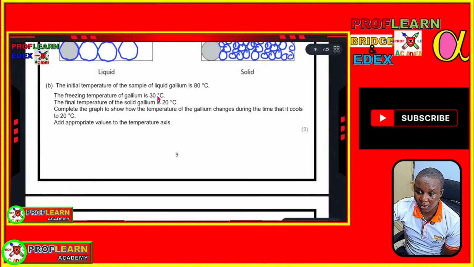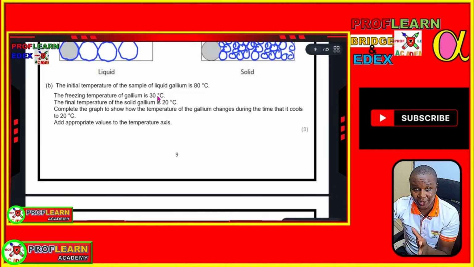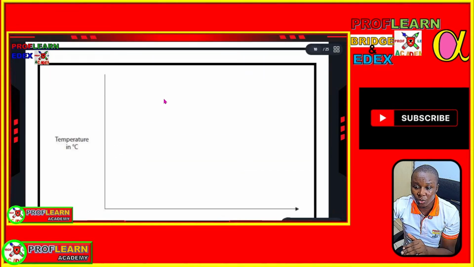And here we are told that the freezing temperature of gallium is 30 degrees and the final temperature of the solid is 20 degrees. So initially the temperature was 80 degrees Celsius, freezing is 30 degrees. So how are you going to do that diagram? The initial temperature was 80. It will cool down, it will lose heat. Then when it reaches 30 degrees, the temperature is going to remain constant.